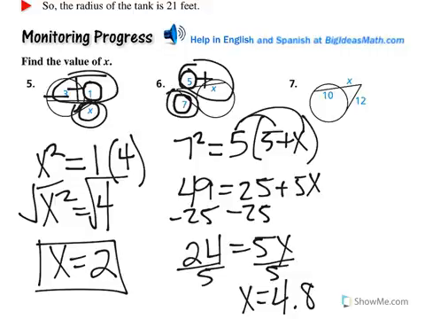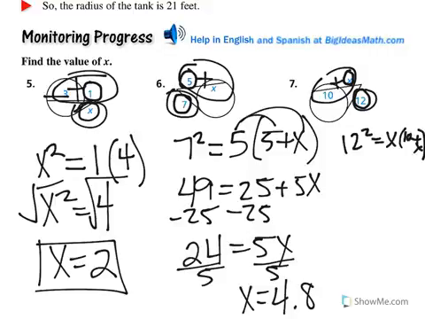And we're just going to set up the last one for time's sake. This one is going to be your tangent squared, so 12 squared is equal to, and then our outside, which is x, times our whole thing, which is 10 plus x. And then you can work that out. Of course, you would have to distribute.